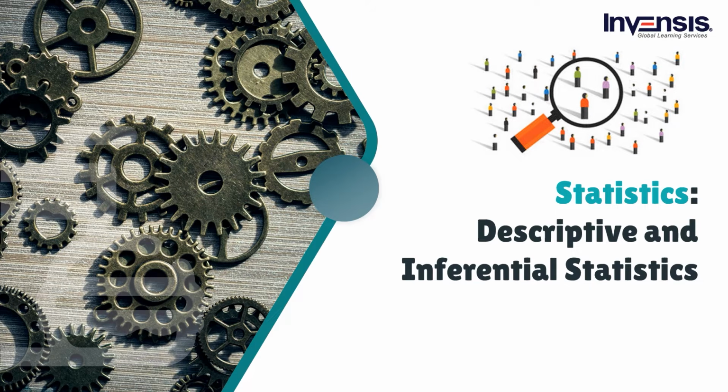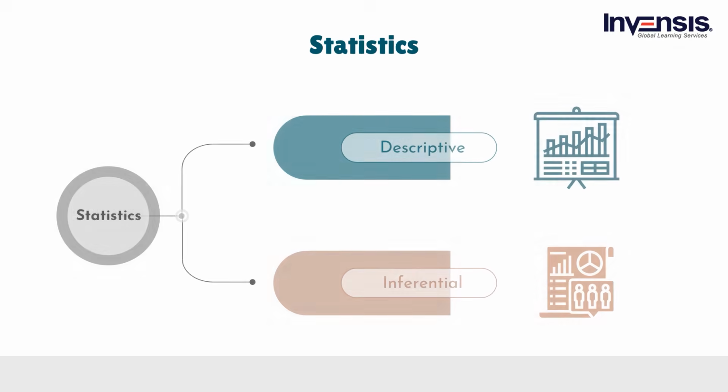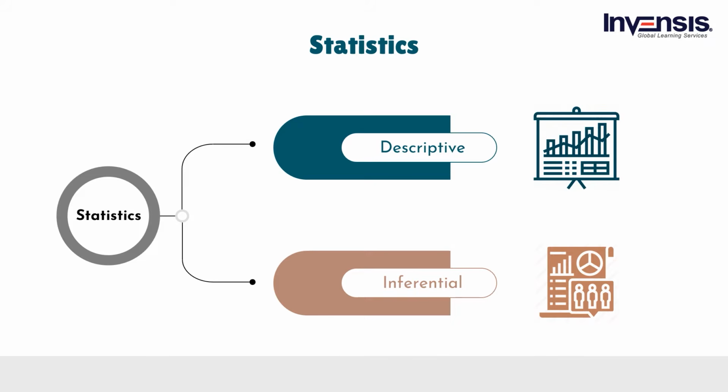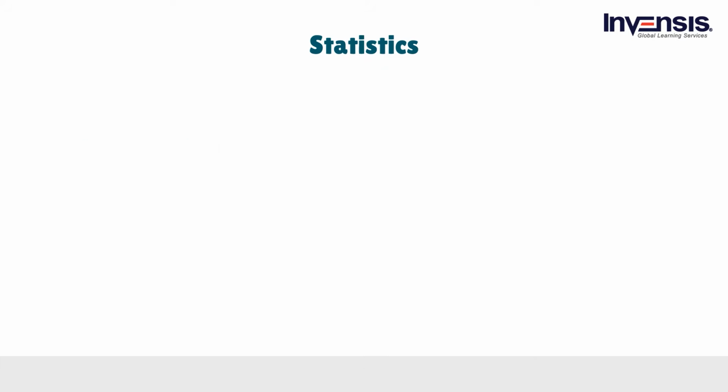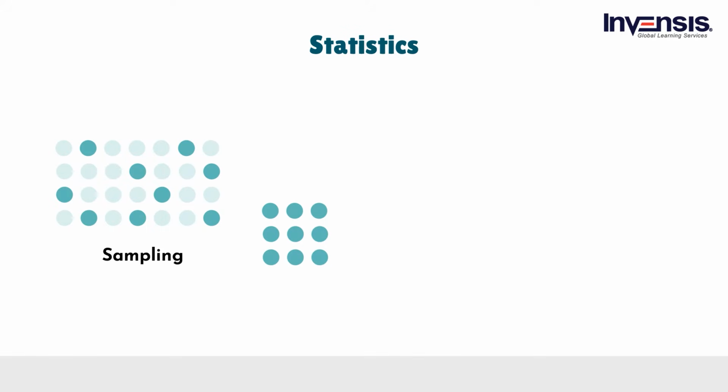Now let's try to understand the difference between descriptive and inferential statistics. There are two types of statistics. One branch of statistics is descriptive, and the second branch of statistics is inferential. Before we understand the difference between descriptive and inferential statistics, let's talk a little bit about sampling.